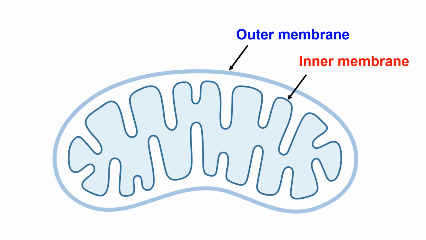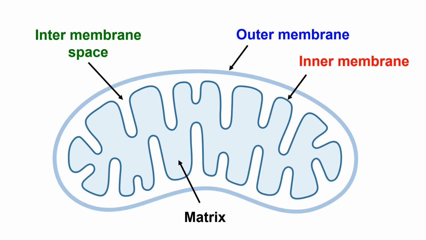If you look at the structure of mitochondria more closely, mitochondria has an outer membrane and also an inner membrane. Both of them are phospholipid bilayer membranes. And that's why between the two membranes there is the intermembrane space. Also, inside the inner membrane, the space we call the matrix.